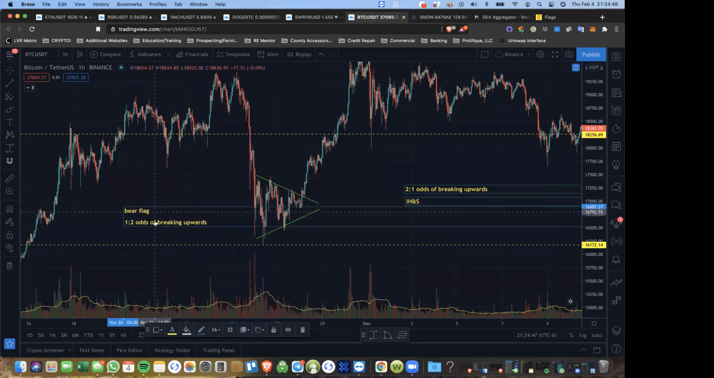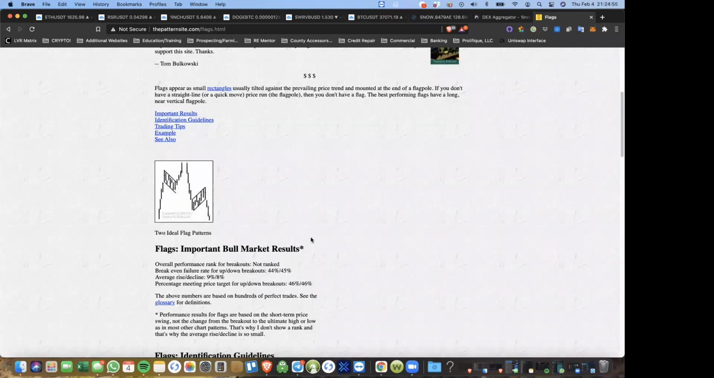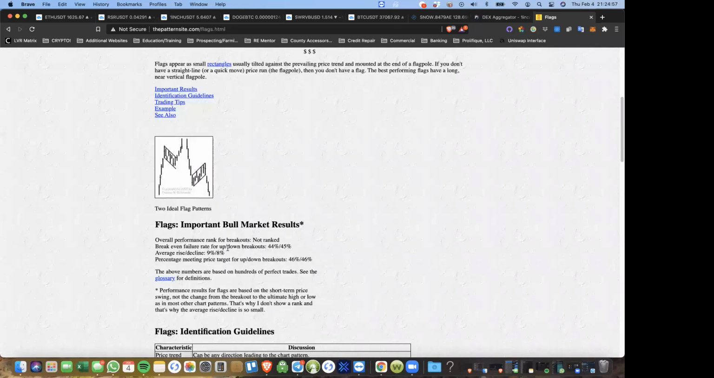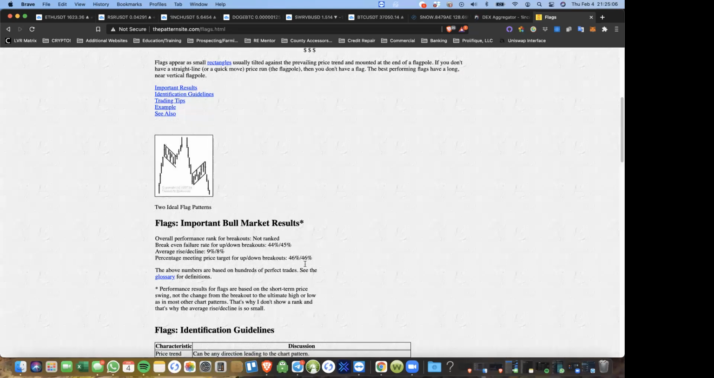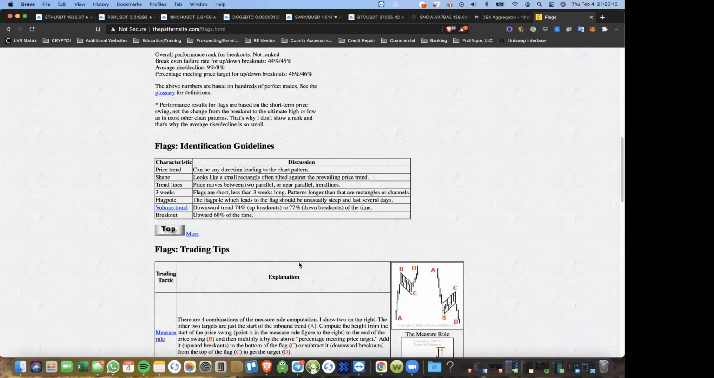And this is all general rule of thumb, guys. It's just averages. It comes from Bulkowski's site. Let me see if I can show you. Break even failure rate for up down breakouts. Average rise decline 98%. Percentage of median. Let's see. Bull market results. Performance results. Man, this is a lot harder.